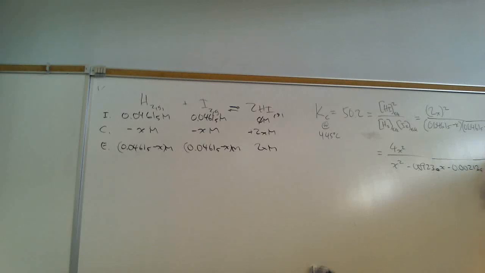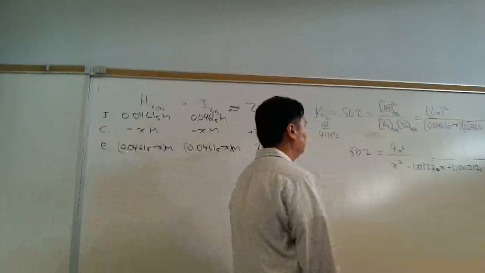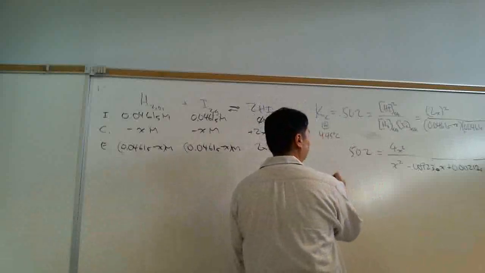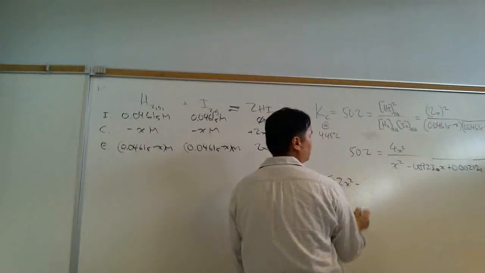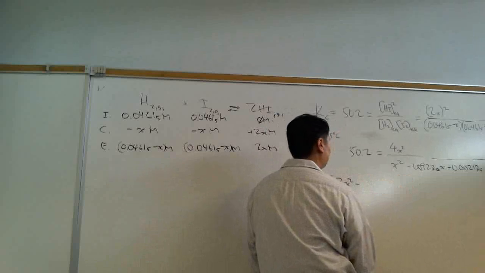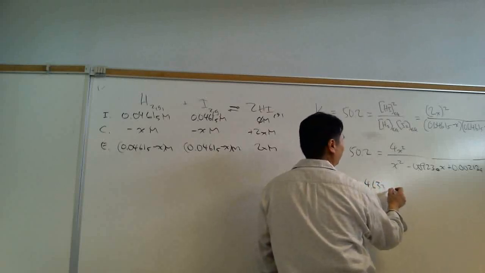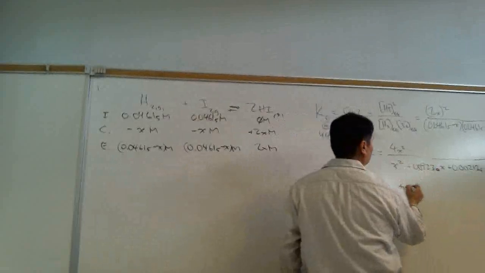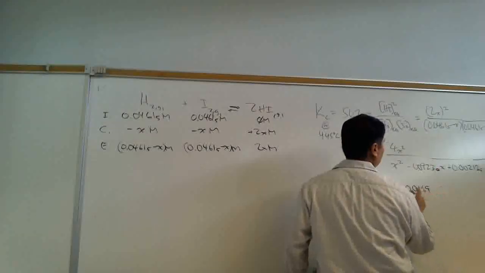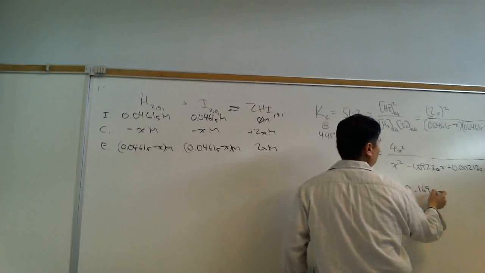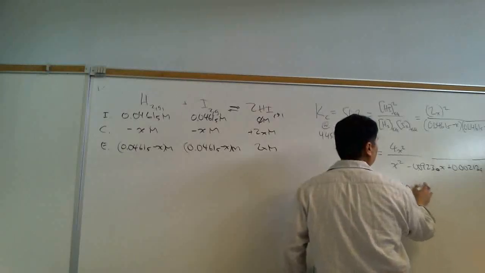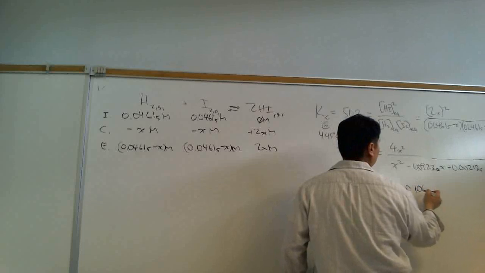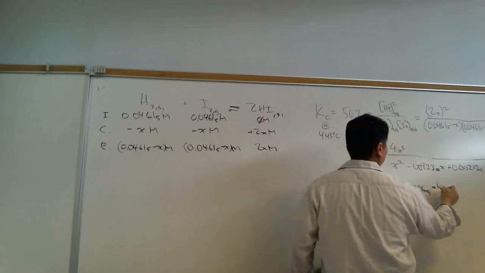Shouldn't it be plus the last one? Yeah, plus. Okay. This is equal to 50.2 x squared minus, what's 50.2 times this? 4.633x plus, and 50.2 times that? 0.1069. 0.1069 is equal to 4x squared.